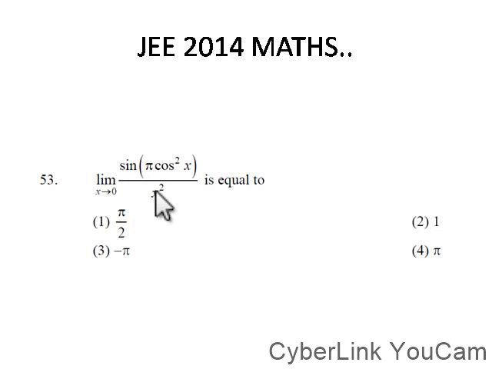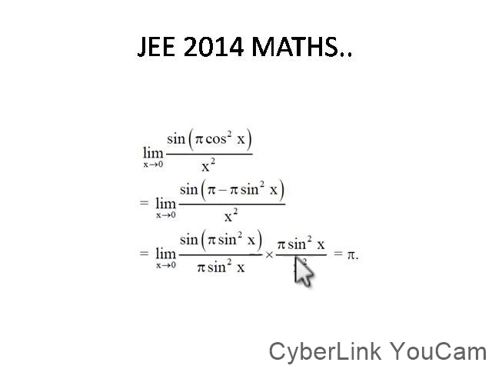But you have to apply it 2 times, because after you apply L'Hospital rule the first time, at the denominator it comes 2x. So if you put the limit 0 again, it again comes 0 by 0 form, and you have to apply this rule again. But there is a shortcut method here which we can apply. So this is the solution for this sum. Question is limit x tends to 0 sine of pi cos square x upon x square.